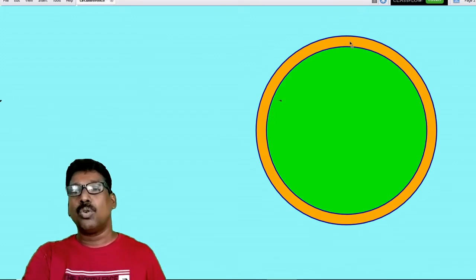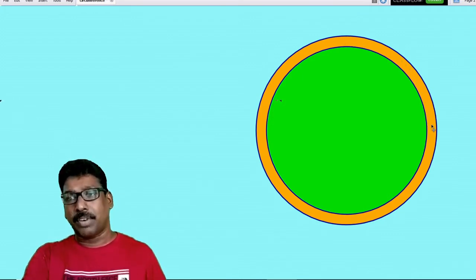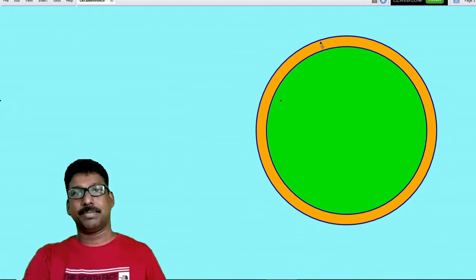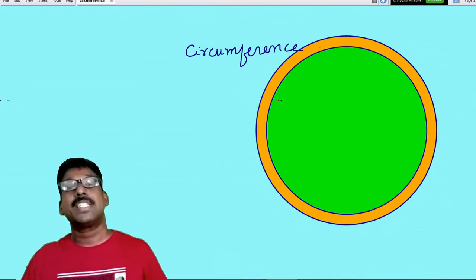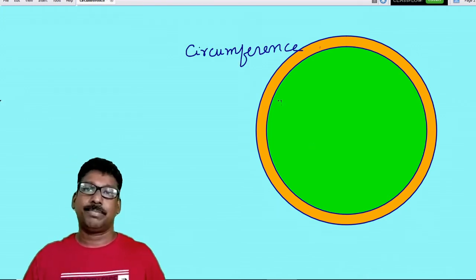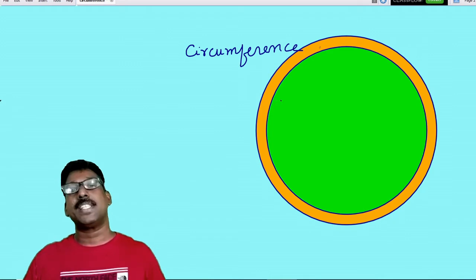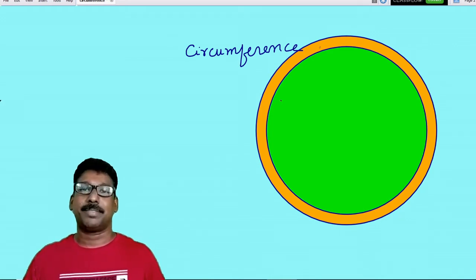Here you must know how to find the distance covered by the circular region. This distance we can call the circumference of a circle. Now there is an interesting relation between the circumference and the diameter.